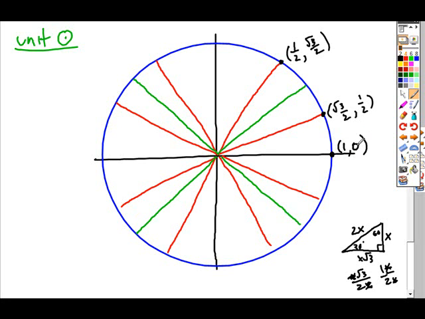What's the sine of 360 degrees? 0. What's the cosine of 0 degrees? 1. So you can use that as well. Well, what's this up here?